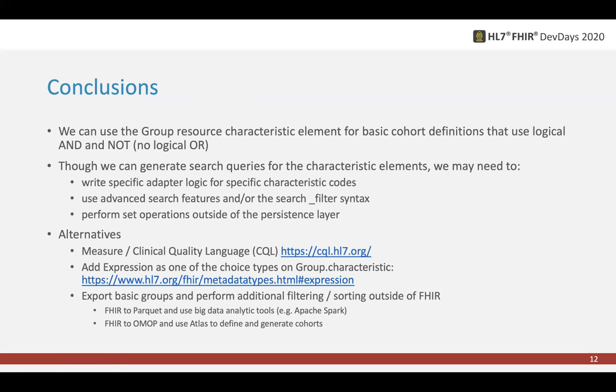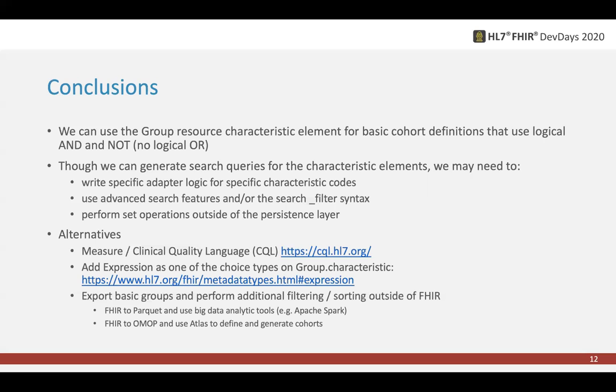So some initial conclusions on this approach. We can use the group resource characteristic element to define basic cohorts using logical ANDs and NOTs. We don't have a logical OR. And we can generate search queries for the characteristic elements, but we may need to write specific adapter logic for specific characteristic codes to handle the translation of the characteristic to the search query. We also may need to use advanced search features and/or the search filter syntax. And then finally, we may even need to do set operations outside of the persistence layer to make it all work.